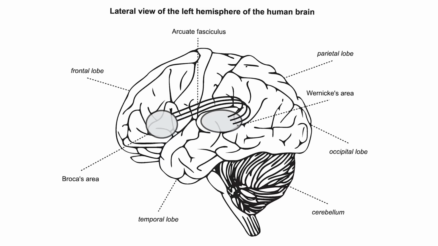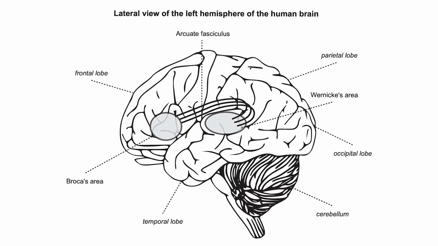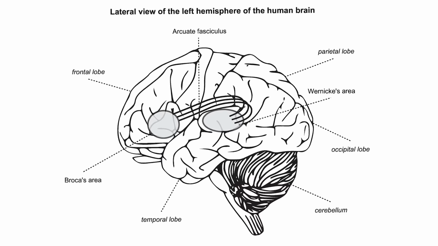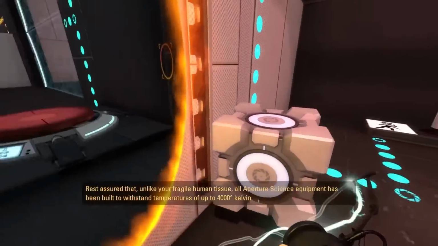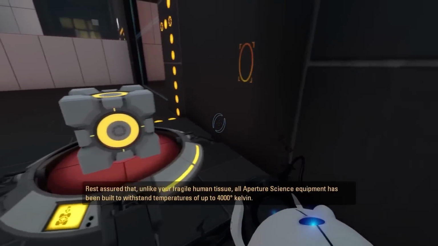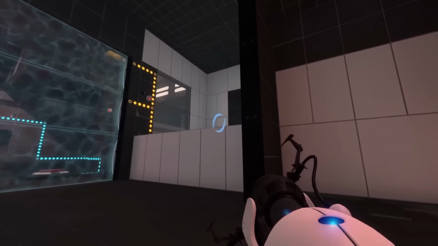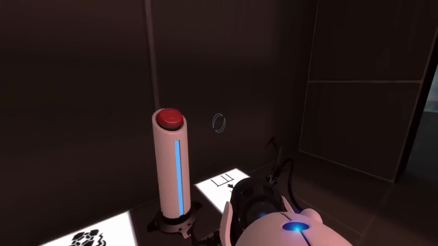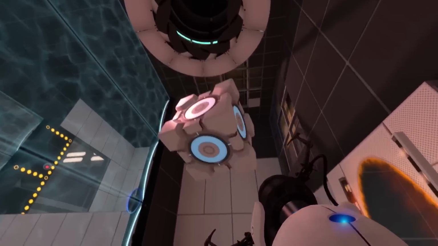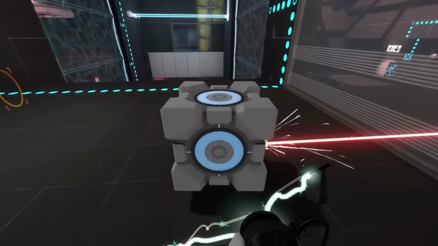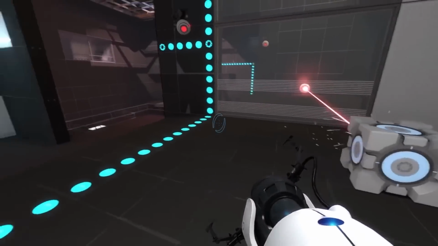Key regions include Broca's area, which is important for speech production and grammar, and Wernicke's area, which is crucial for language comprehension. Damage to these areas can result in language disorders such as aphasia. Neurolinguistics also examines how the brain manages multiple languages in bilingual individuals, and it uses neuroimaging techniques to map out language-related neural networks and processes.